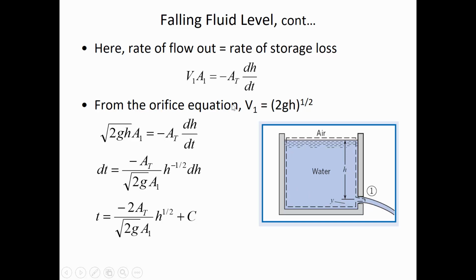So some substitutions. For V1, we're going to substitute in the square root of 2gh. That's the orifice equation. And now we can rearrange the dt to the left-hand side and then integrate. And so now that dt becomes time. Now, the constants stay as constants. The tank area is a constant. It doesn't change. The area of the orifice is a constant. It doesn't change. 2g, of course, doesn't change.